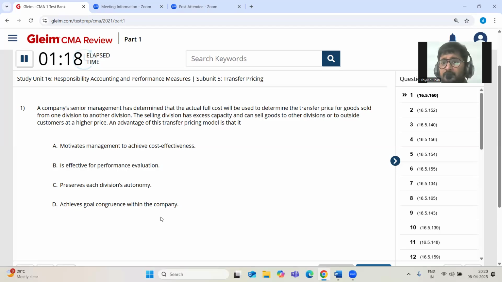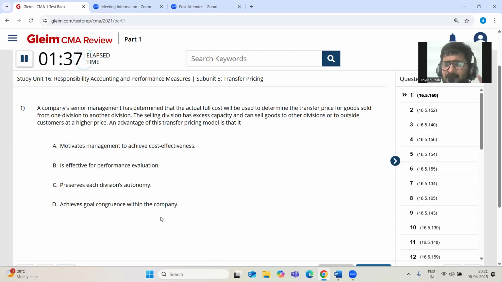What is actual full cost? Variable cost plus any committed fixed cost. So I'm charging variable cost also and allocated fixed cost also. This is not a negotiated transfer pricing. They have decided what will be the price.